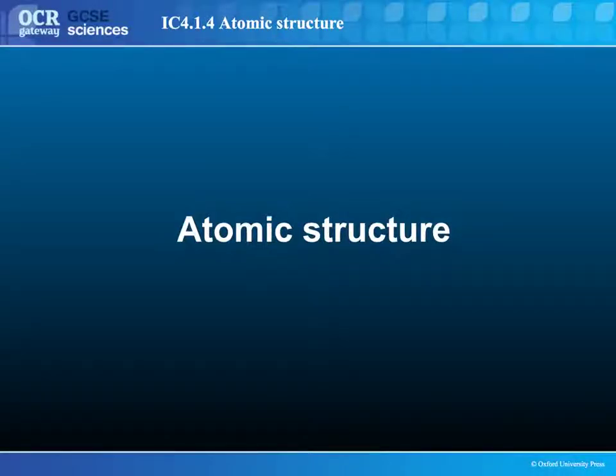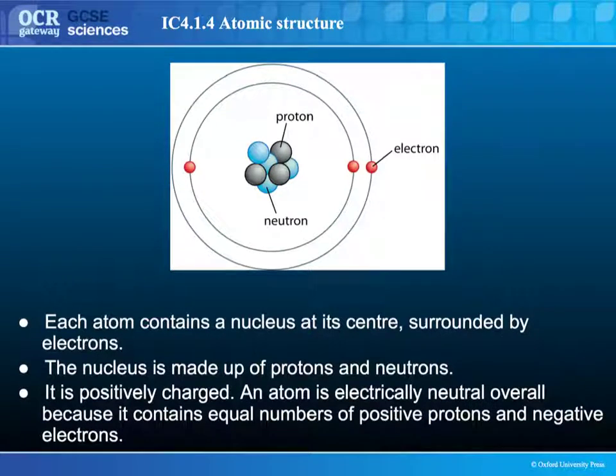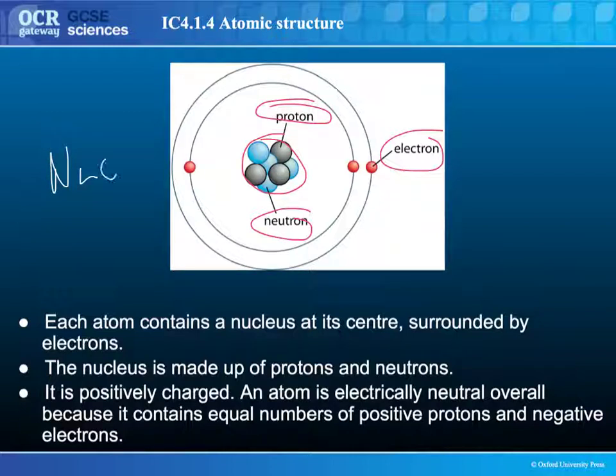This is the first revision video for Chemistry Unit 4, and this is on atomic structure, including electron structure. The first thing that you basically need to recall about the structure of an atom are the names of the three subatomic particles involved. You've got the proton, the neutron, and the electron. Protons and neutrons are encased in the nucleus, which is at the centre of the atom, and the electrons orbit in shells surrounding the nucleus.